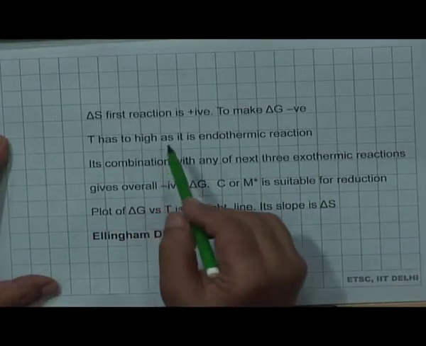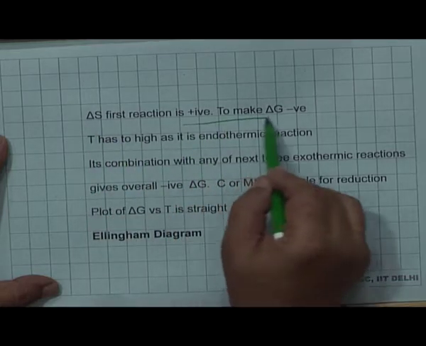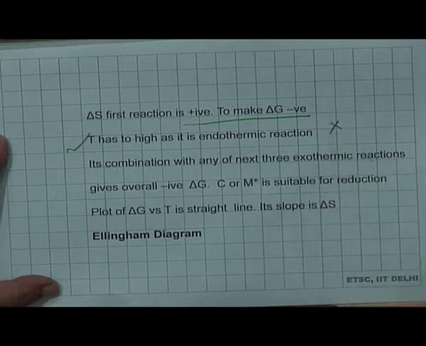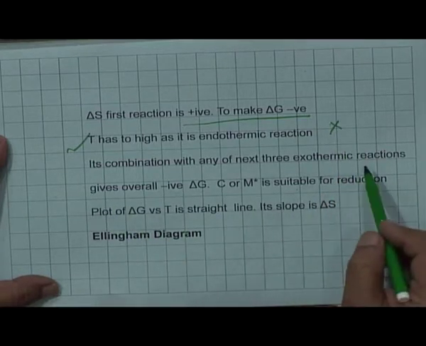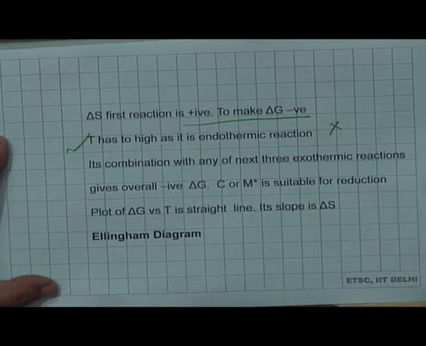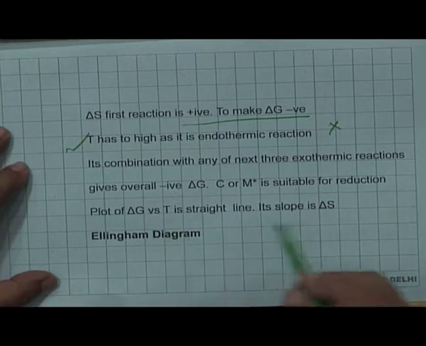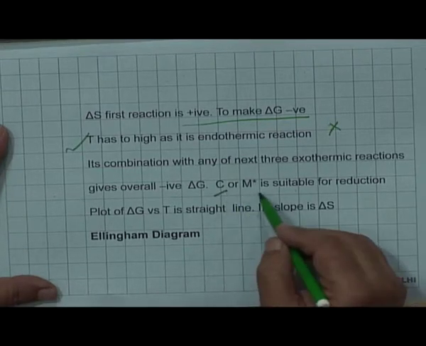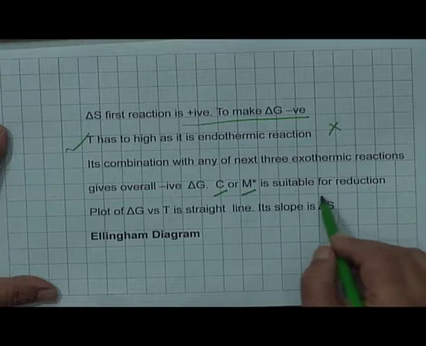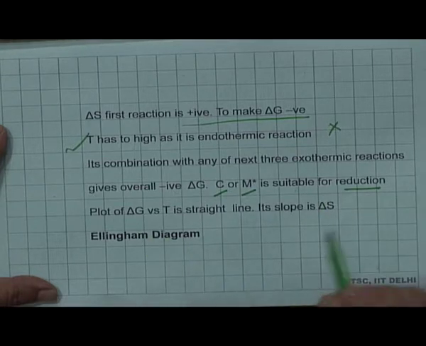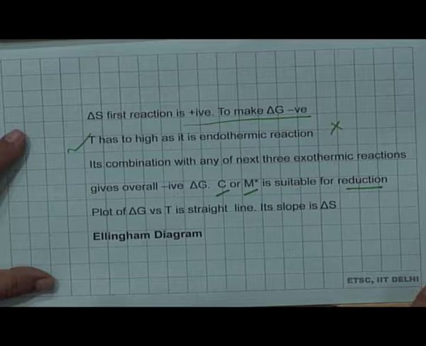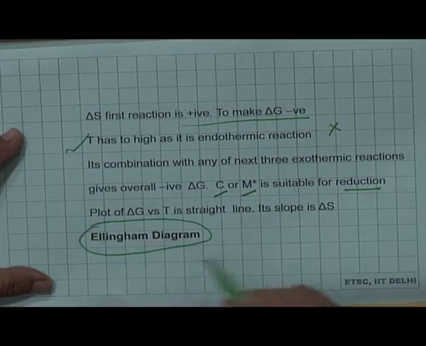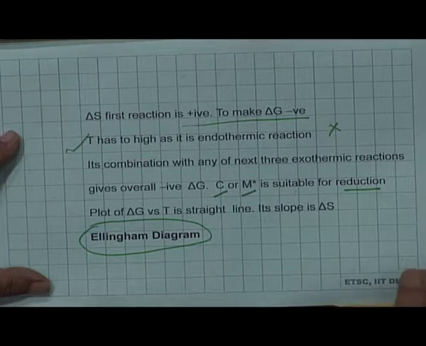So, this is what basically delta S does. You cannot make the temperature of an endothermic reaction too high. So, its contribution with any of these reactions can make the overall delta G negative. So, carbon may be suitable, metal may be suitable for reduction. Now, this whole thing we represent in the form of a diagram called the Ellingham diagram.